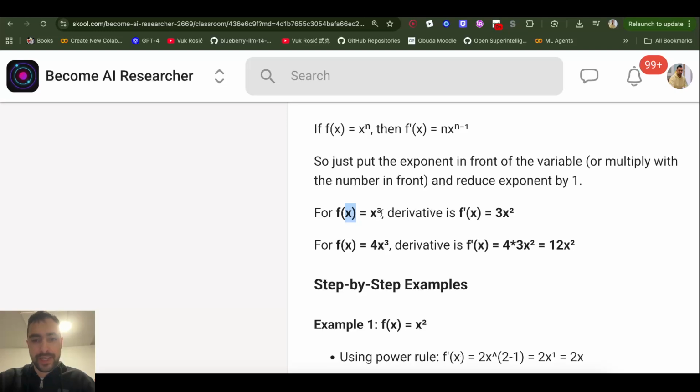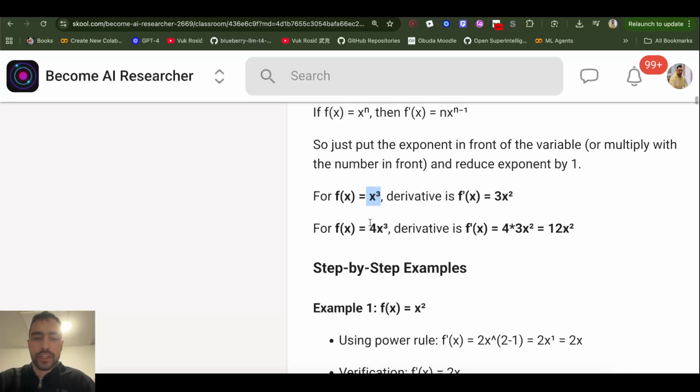So the derivative here: you put this exponent before x, so 3 times x, and reduce the exponent by 1, so 3x squared. So the derivative of x to the 3 is 3x squared. If you have 4 times x to the 3, then this 4 remains, and you just do the same thing with the exponent. You put the exponent before and reduce it by 1, so this is the derivative.